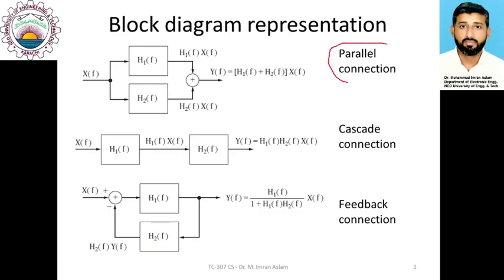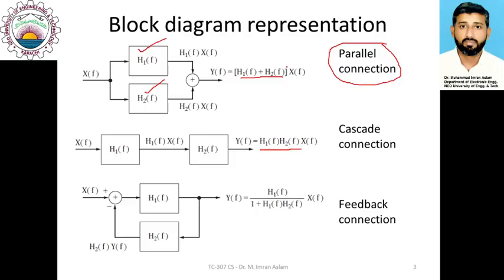This first one is the parallel connection. Here you can see that there are two subsystems. One is represented by transfer function H1(f) and the second one is represented by transfer function H2(f). Note that I have represented this system in frequency domain. Generally we used to represent blocks in frequency domain, but they can also be represented in time domain as well. So the expressions that we are representing here are actually frequency domain expressions.